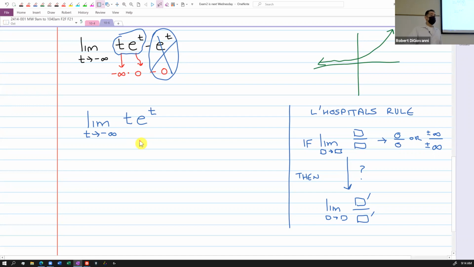Let's drop the e to the t. Maybe it seems more natural. Well, what do y'all want to do? t or e to the t? I don't care. What would you have done? Yeah, you would have done t. Let's do t then. Okay, so what do I mean by drop it to the bottom?